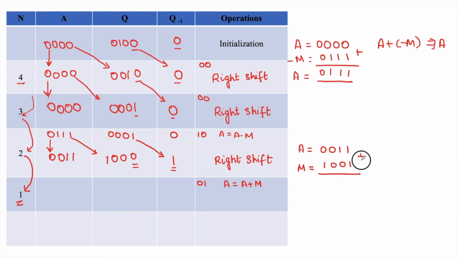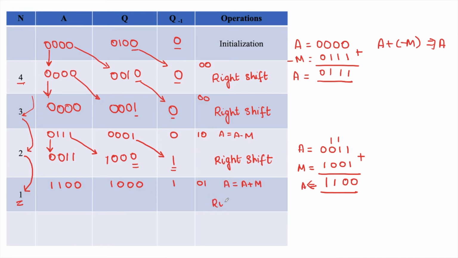If we add these two together, 1 plus 1 will be 0. We will have a carry 1. Again 1 plus 1 will be 0. We will have a carry 1. Again if you add, we will have 1. This should be the new value for A. What is it? It is 1, 1, 0, 0 and 1, 0, 0, 0 and Q minus 1 will be 1 as such. I am just copying Q here and 1 here. So right now A equal to A plus M is done.